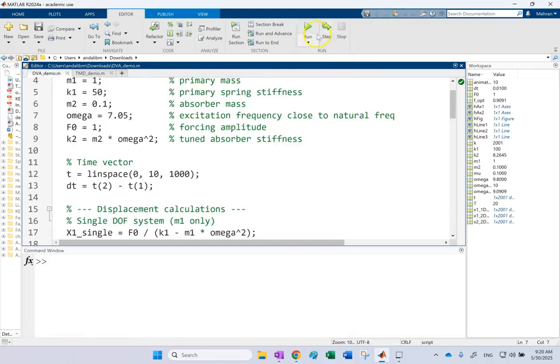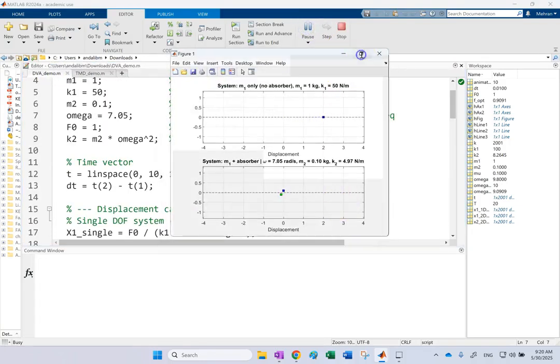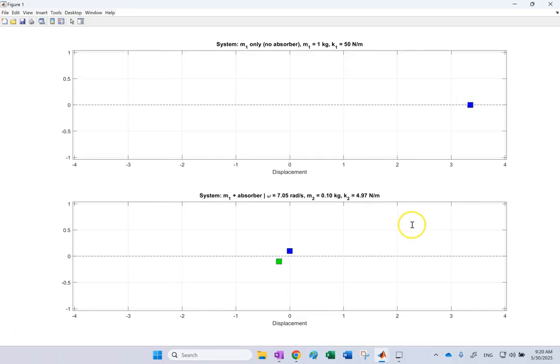That was the demo for DVA. And that was the theory behind these two techniques.